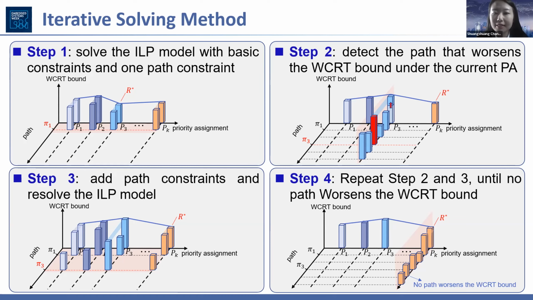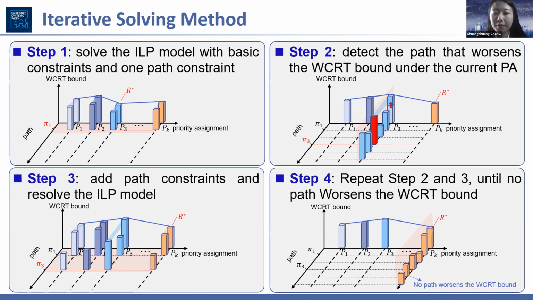We should know that the current solution is not the final solution of our IRP model because there is only a single path in the current model in step 1. In order to solve the optimal R star, we should involve more paths. In later steps, we involve the paths one by one to continue to refine the solution.